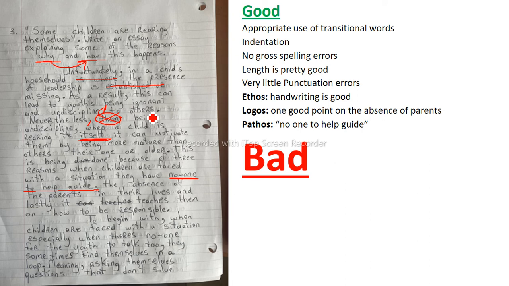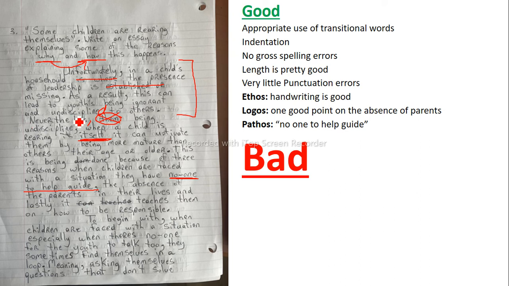So nevertheless, I don't like how they say nevertheless. They shouldn't have said nevertheless, because what they should have done is continue talking about the missing leadership, and then venture into their three points. They say, nevertheless, being undisciplined, when a child is rearing itself, it can motivate them by being more mature than others their age or older. No, man, they missed it. This is not what the essay is about.